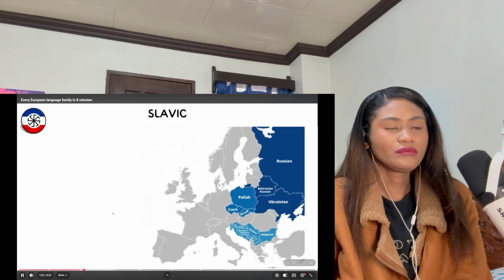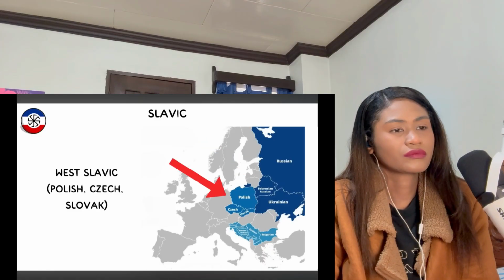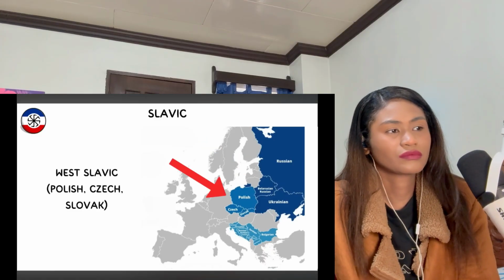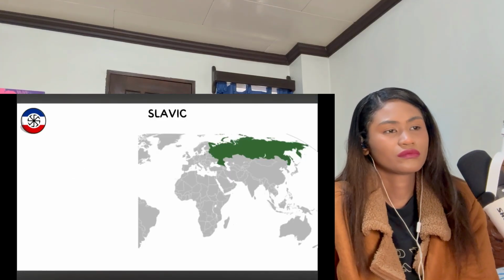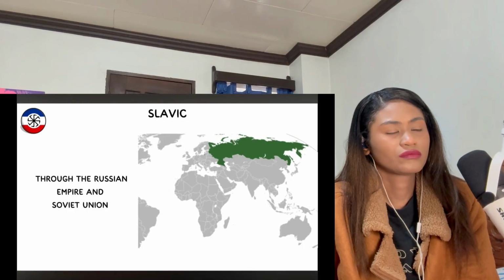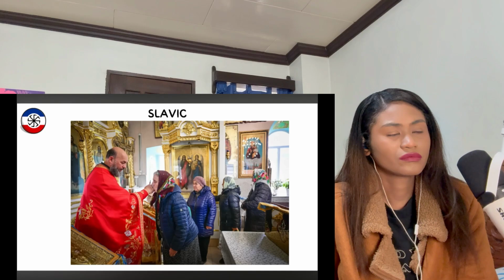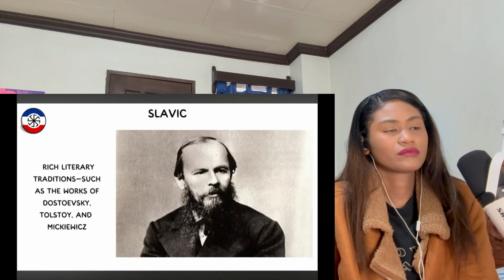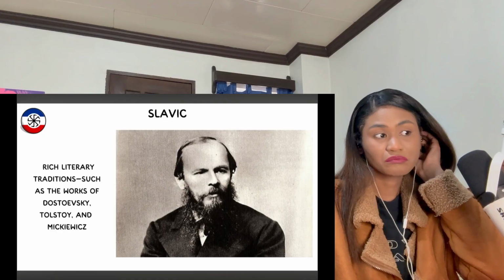It divides into East Slavic, Russian, Ukrainian, Belarusian; West Slavic, Polish, Czech, Slovak; and South Slavic, Serbian, Bulgarian, Croatian, Slovene. Russian became especially dominant through the Russian Empire and Soviet Union, spreading influence across Eurasia. Slavic languages share deep cultural ties to Orthodox Christianity, Catholicism, and later socialist movements. Rich literary traditions, such as the works of Dostoevsky, Tolstoy, and Mickiewicz, have had global impact.